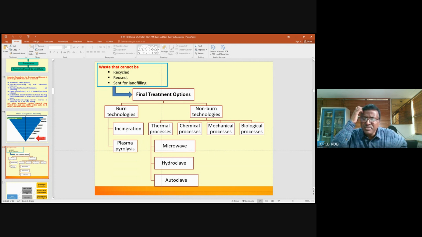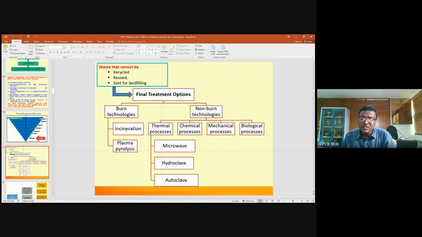Mechanical process is nothing but shredding. Shredding is one of the methods which can be used for the treatment of waste. Of course, it is a non-burn technology. Shredding alone does not help, and a combination of technologies should be there, like autoclave or hydroclave, followed by shredding.